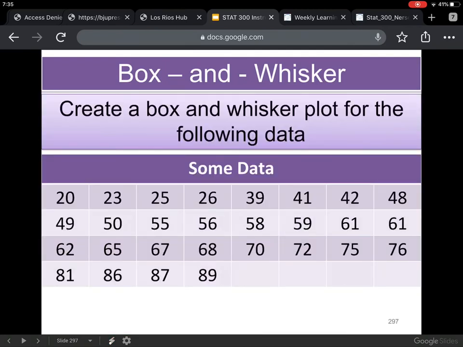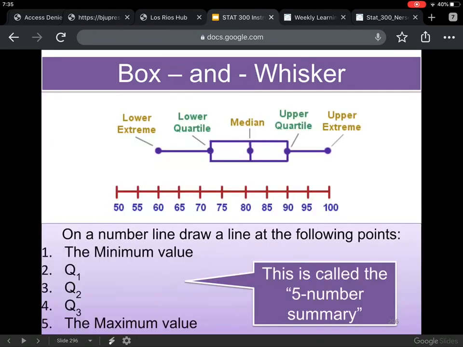Here's what I'd like you guys to do. You can create a box and whisker plot for the following data. It's exactly the same data set that we've been working on in this section. And so what you need to do is find the smallest number, right? That's pretty easy because I already wrote it from least to greatest. Find the lowest number, find the greatest number. Those are your endpoints here. And then you need to calculate the Q1, Q2, and Q3. Draw a box around Q1 and Q3, and draw whiskers, or draw lines, from Q1 to the lower extreme, and from Q3 to the upper extreme value.